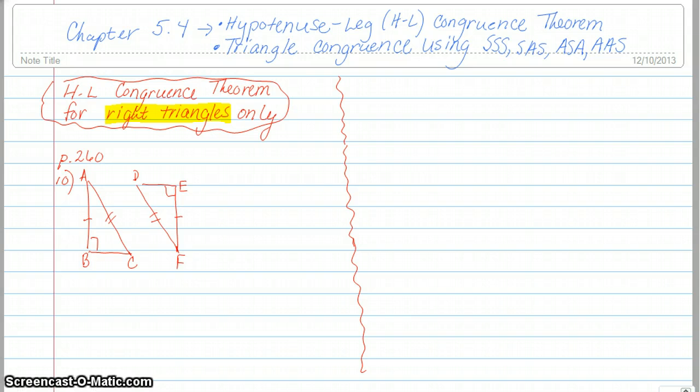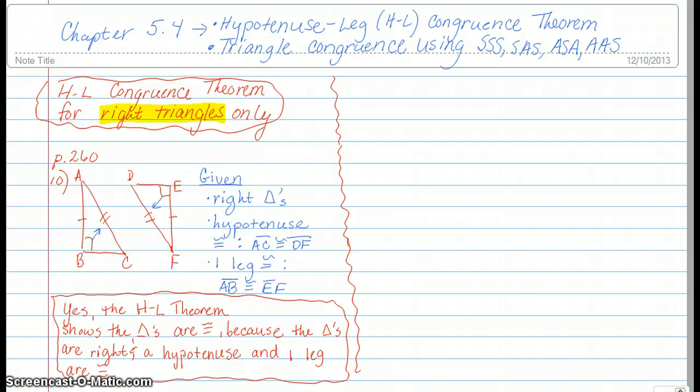We're now going to look at page 260, number 10. You've got triangle ABC and triangle FED, and we're going to see if we can use the hypotenuse leg theorem on this. In number 10, from page 260, we were given the following information.